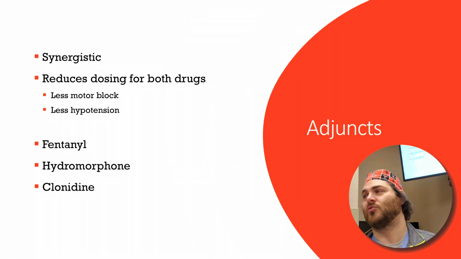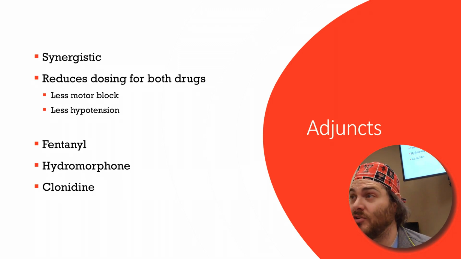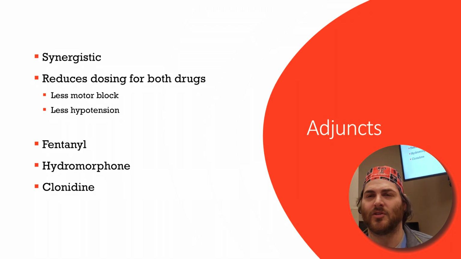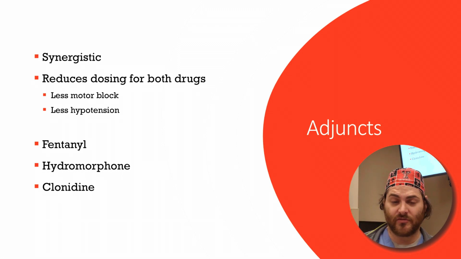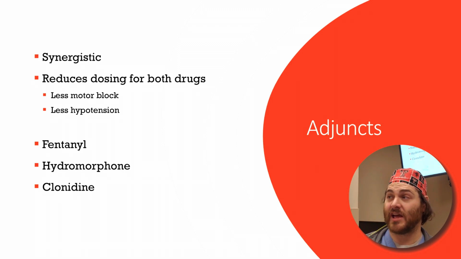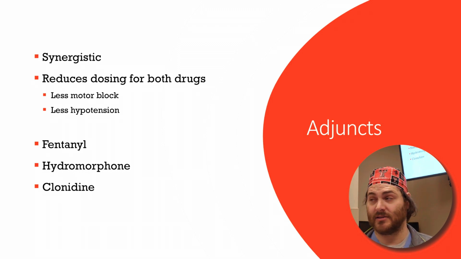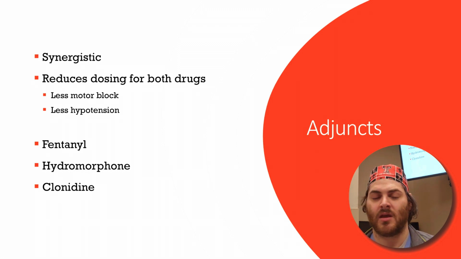Adjuncts. We usually don't use local anesthetics all by themselves. Why? Because we can get superior pain relief by mixing some other stuff in there. So we call those adjuncts. What are different adjuncts we can use? A lot of times people use fentanyl. It has a short duration of action, works really well in an infusion because you're going to metabolize it about as fast as you can infuse it. Some people use hydromorphone. You do run into some issues of it lasting a little bit longer. Whether that's bad or not just depends on how you're using it.